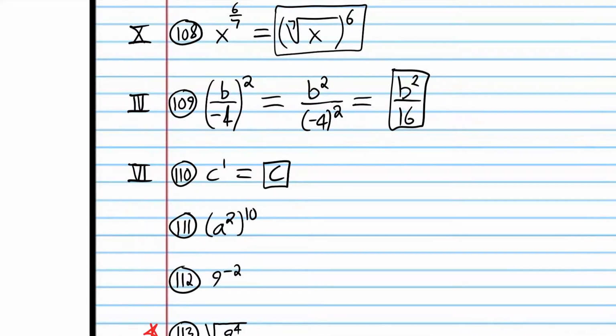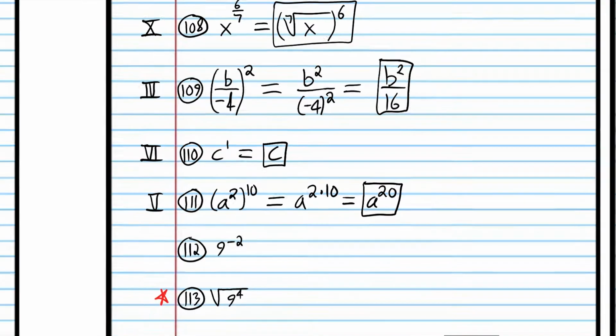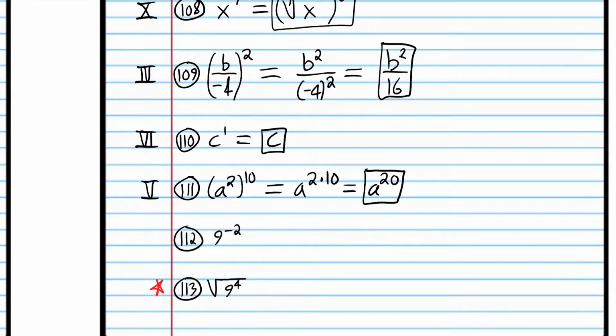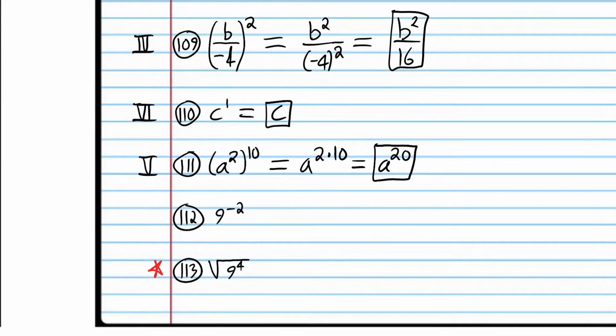All right, we're back. This is rule number 5. When you raise a power to another power, you just multiply the powers. So that's a to the 2 times 10, which is a to the 20th power. And that's rule number 5. So if you got that right, good job. Try number 112, and when you come back, we'll do it together.